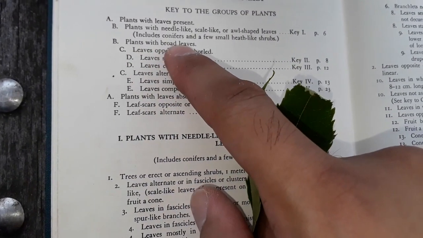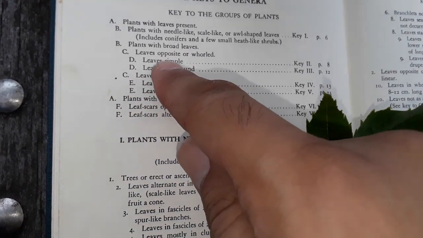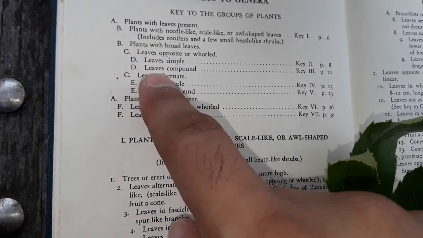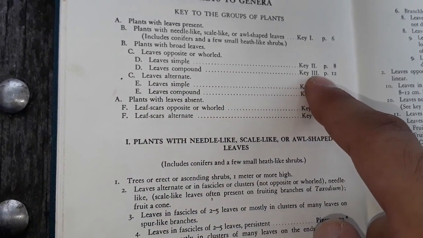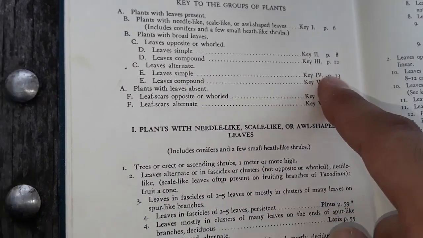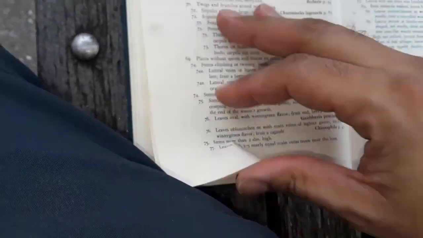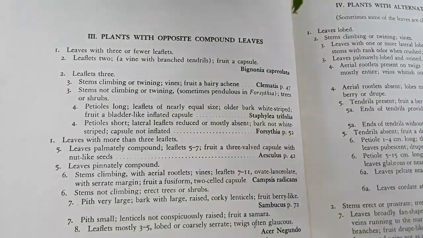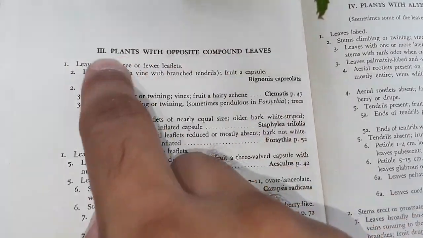Plants with broad leaves, we have compound leaf. Opposite, not alternate, opposite compound leaves. Key number 3, we skip to page 12, so we don't have to deal with any of this stuff. You're getting the idea how a dichotomous key works? Okay, so that takes us to key number 3, plants with opposite compound leaves.